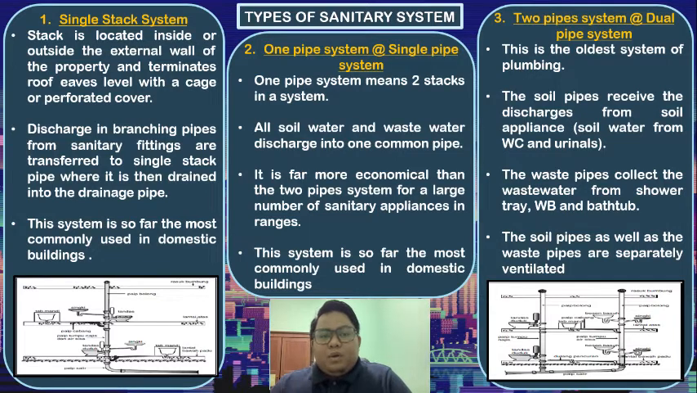Okay, we go through to number 2, the one pipe system or single pipe system. One pipe system means two stacks in a system. It's far more economical than the two pipe system. This system is so far the most commonly used in domestic buildings. Okay, we go through to the two pipe system or dual pipe system. This is the oldest system in plumbing systems. Okay, and the soil pipe as well as the waste pipe are separately ventilated.